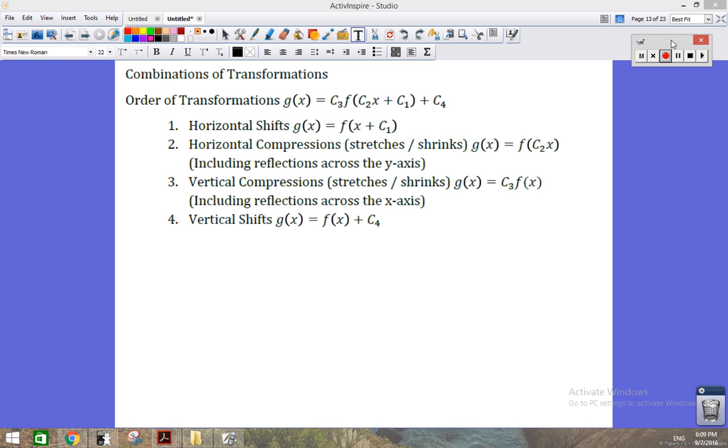Alright, so I think I'm recording. Let's take a look at the solution to problem number 13. And once again, I need to be aware of these order of transformations in order to do these problems.